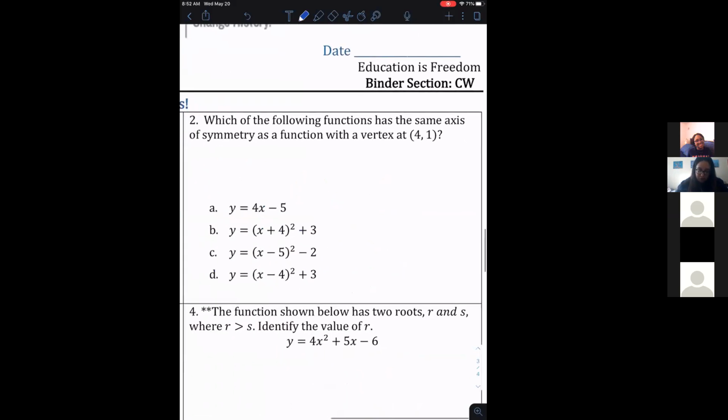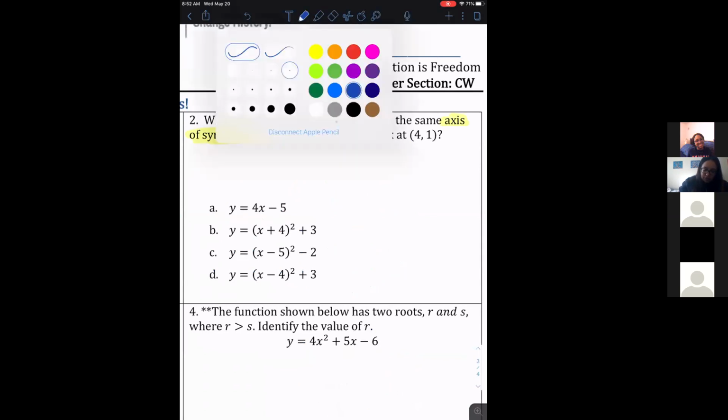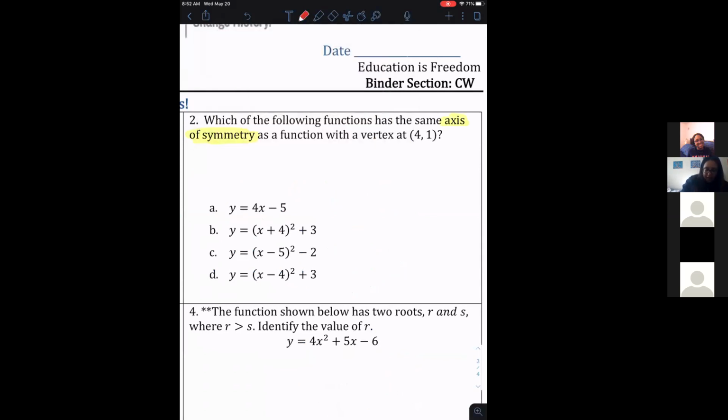And quickly for number 2, we are looking for the functions that have the same axis of symmetry. Which of these do you think has the same axis of symmetry if the vertex is at (4, 1)? Go ahead, Heaven, can you start us off with number 2? Heaven? What do you think? And if you don't remember, that's okay. We'll work through it together. Go ahead, Heaven. I chose D.